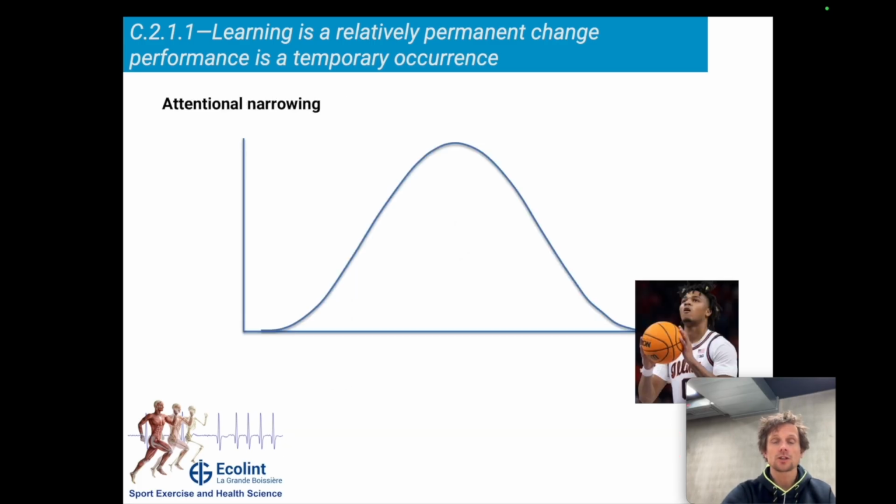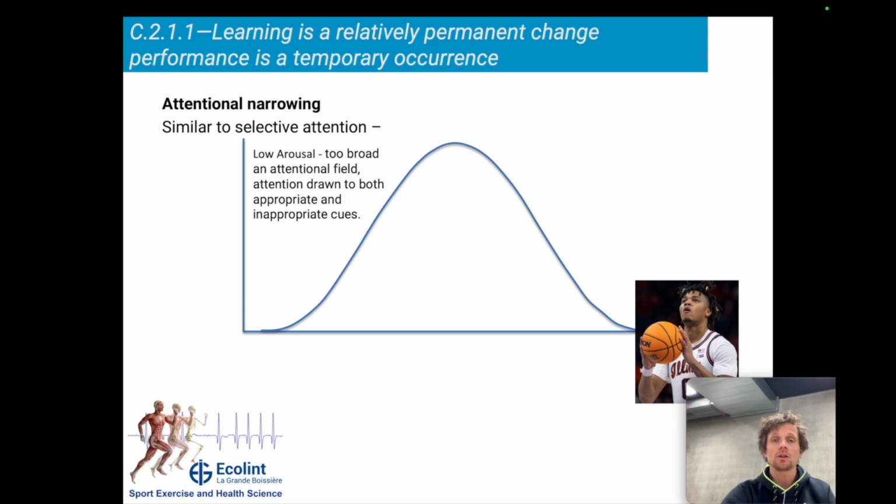When we consider attentional narrowing, this is similar to selective attention. The idea being that with low levels of arousal, our attentional field is too broad, and our attention is drawn to both appropriate and inappropriate cues at the same time, and we're unable to differentiate between the ones which are pertinent and those which aren't. As we increase levels of arousal, generally speaking, we're going to increase levels of focus and attention, and this is going to be focused on a more limited set of cues and stimuli. Hopefully, at this point, we're able to identify which are the relevant cues and focus purely on them.